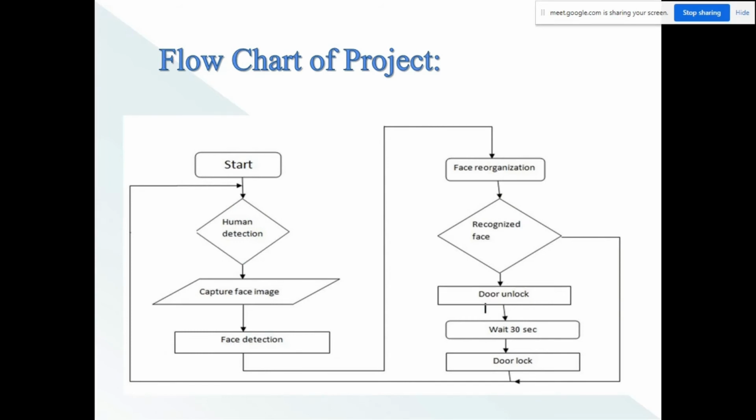Flowchart of the project. First of all, start the camera. Basically, the camera's work is to capture a photo and detect a human. Then after faces are detected in the captured image, it is compared to the stored data image. This process is called recognition. In this case, there are two possibilities. One possibility is that recognition is successful, then the door unlocks for 30 seconds, and after that the door closes. In the second case, the image is not recognized, then the process starts again, and it is a continuous process until the original face is detected.